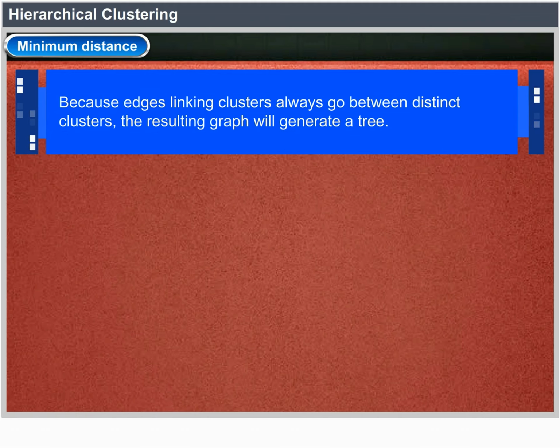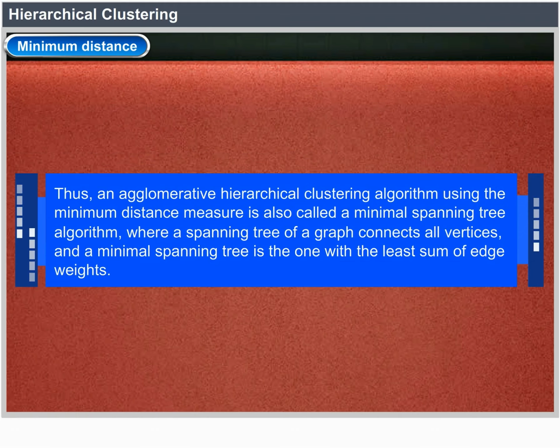Thus, an agglomerative hierarchical clustering algorithm that uses the minimum distance measure is also called minimal spanning tree algorithm, where a spanning tree of a graph is a tree that connects all vertices, and a minimal spanning tree is the one with the least sum of edge weights.